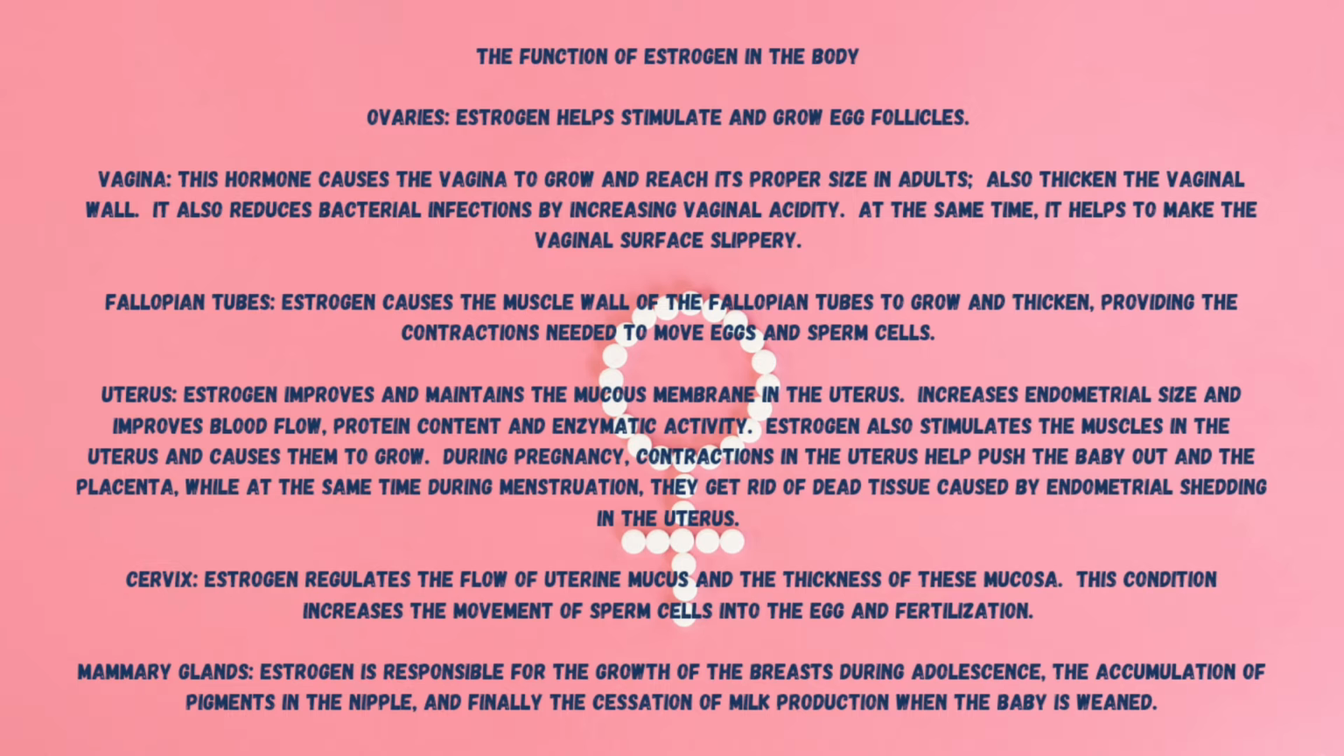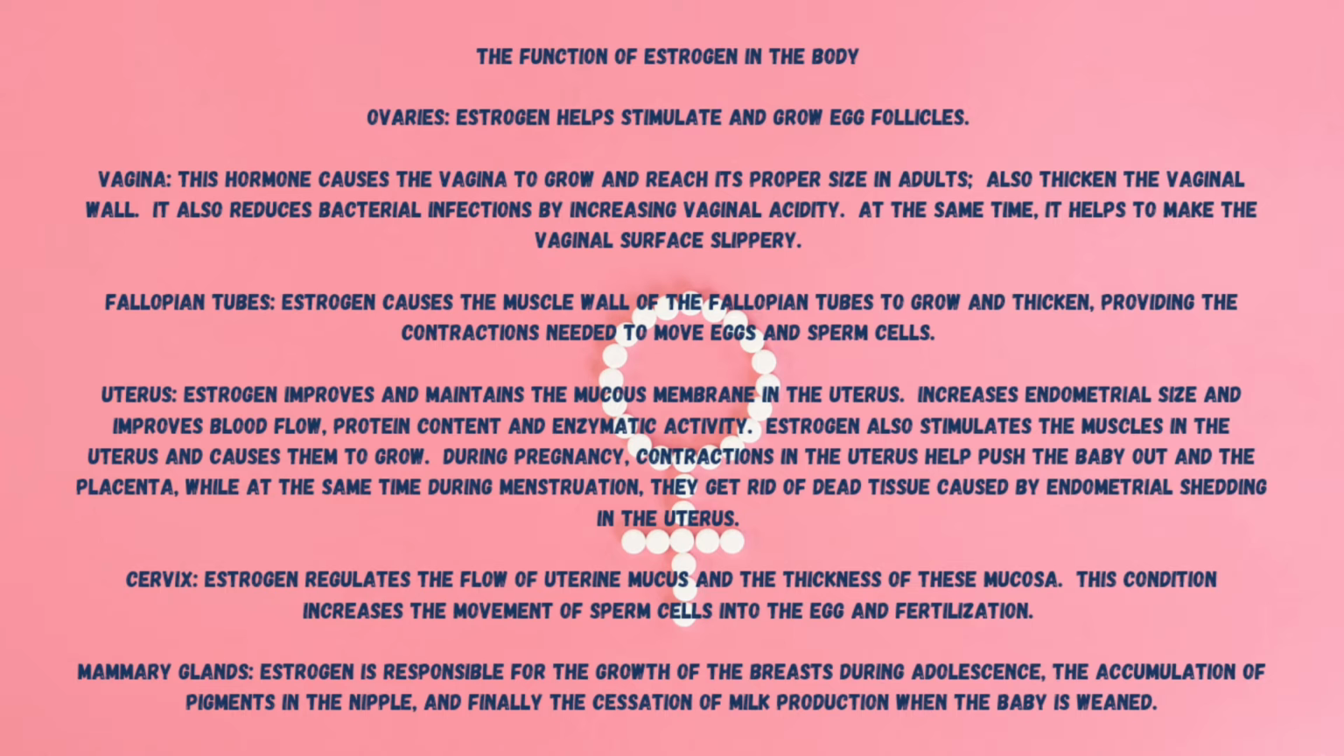Fallopian tubes. Estrogen causes the muscle wall of the fallopian tubes to grow and thicken, providing the contractions needed to move eggs and sperm cells. Uterus. Estrogen improves and maintains the mucous membrane in the uterus. Increases endometrial size and improves blood flow, protein content and enzymatic activity. Estrogen also stimulates the muscles in the uterus and causes them to grow.